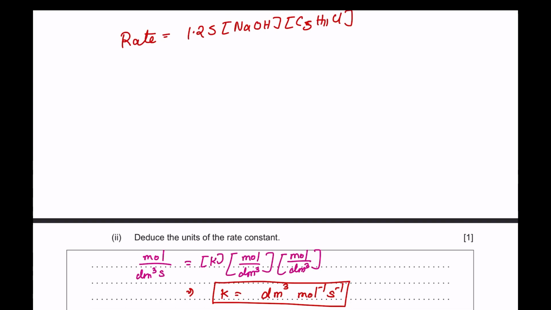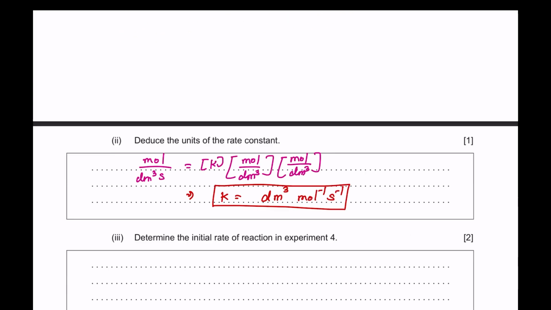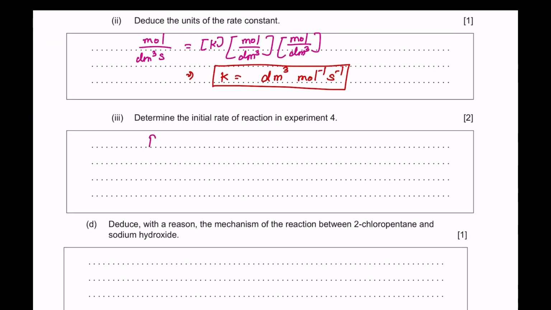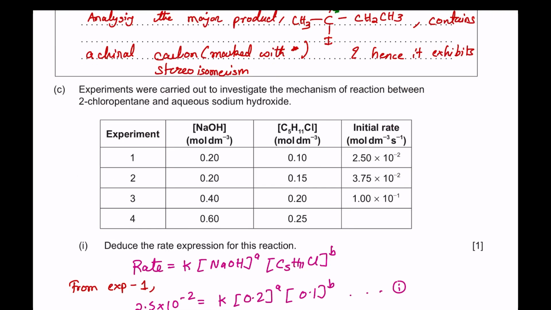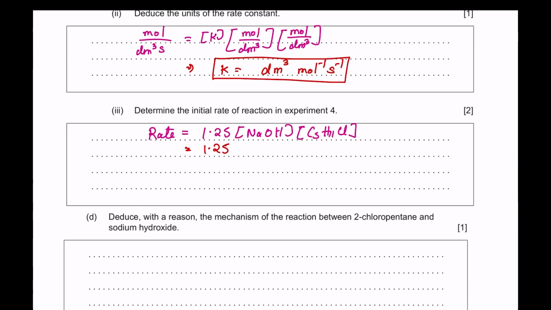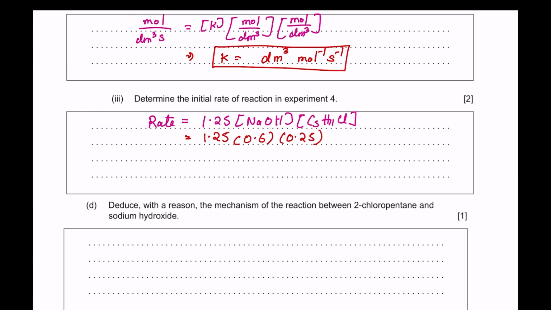Now from experiment 4, we have to find out the initial rate. So for experiment 4, the rate is basically, as I just wrote, 1.25 NaOH and C5H11Cl. So you have to find this rate. What are the NaOH and this concentration? NaOH is 0.6 and this is 0.25. So finally, the rate becomes 0.1875 and the unit of rate is mole dm to the power minus 3 second to the power minus 1.